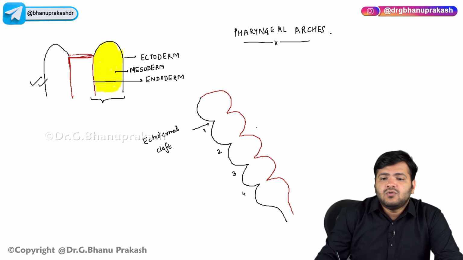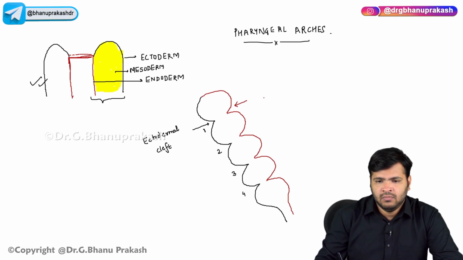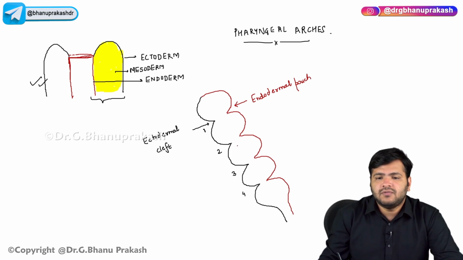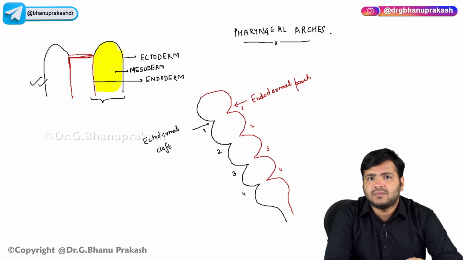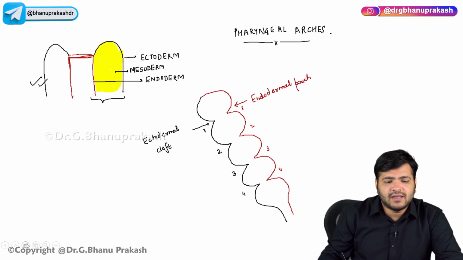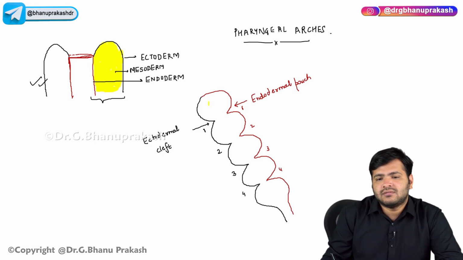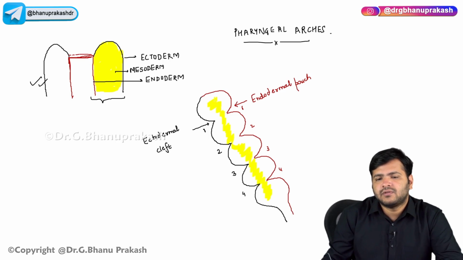Similarly, we will have the endodermal pouch over here. Now these pouches will also be 4 in number, right? 1, 2, 3, 4. And in between, you already know we have the mesoderm, right? So the mesoderm will give rise to the arch that is called the pharyngeal arch. The inner part is the mesoderm, right? You can highlight it completely. So this will give rise to this particular mesoderm.